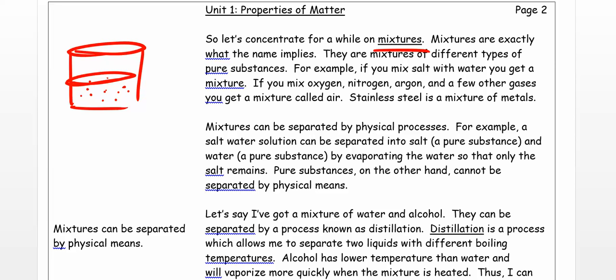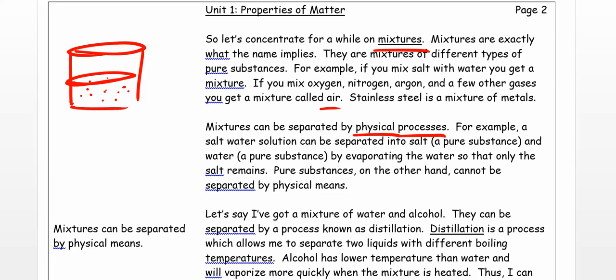So if you mix oxygen, nitrogen, argon, and a few other gases, you get a mixture called air. So the air in this room right now is a mixture. Stainless steel is a mixture of metals. So we see mixtures all around us. Now, mixtures can be separated by physical processes. Remember, mixtures by physical processes.